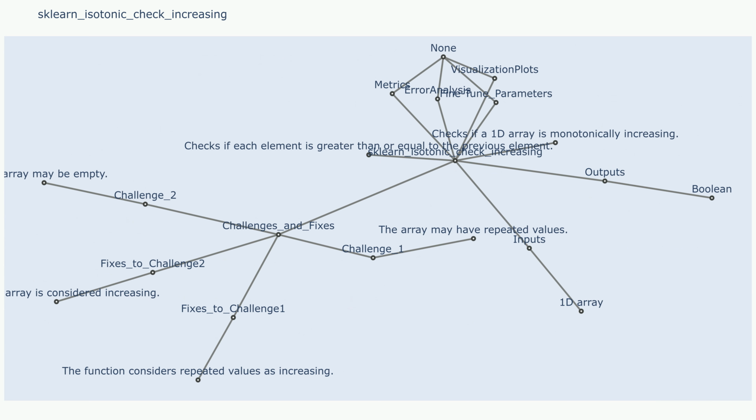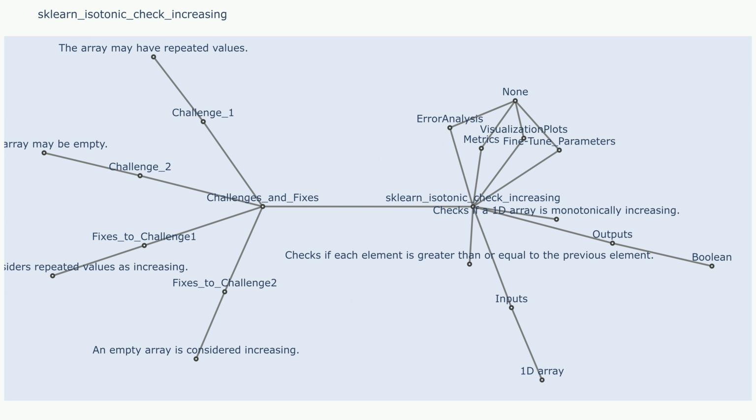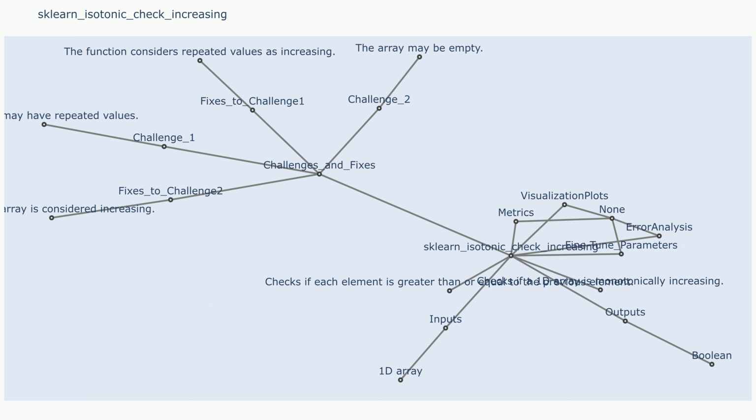Fixes to challenge 2. In cases where duplicate values are present, consider whether you need to define strict monotonicity, where each value must be strictly greater than the preceding one, or allow for non-strict monotonicity, where values can be equal to their predecessors. If strict monotonicity is desired, remove the duplicate values before using check_increasing. Otherwise, clarify your expectations about the handling of duplicates.